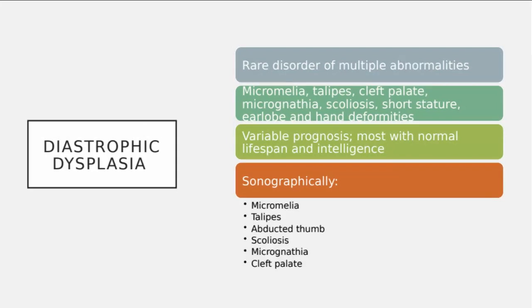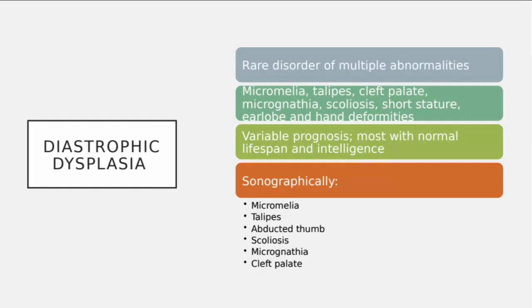So most people with this, as severe as those anomalies or abnormalities are, have a pretty normal lifespan and pretty normal neurologic development. So their intelligence, their lifespan, pretty normal, but it all depends on the severity of all of those abnormalities that are associated with it. On ultrasound, we're going to see all of those things.